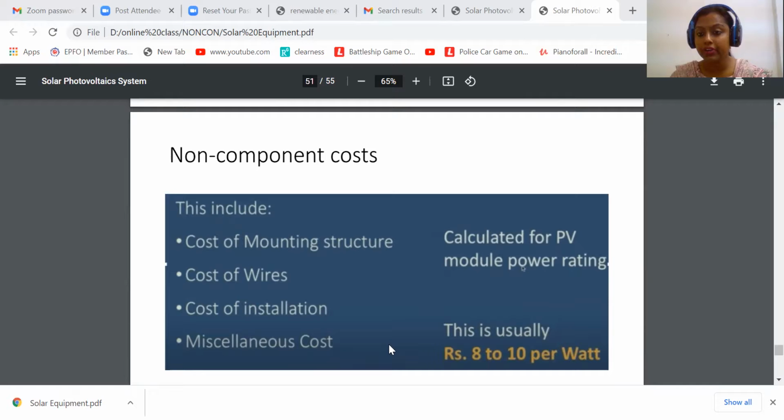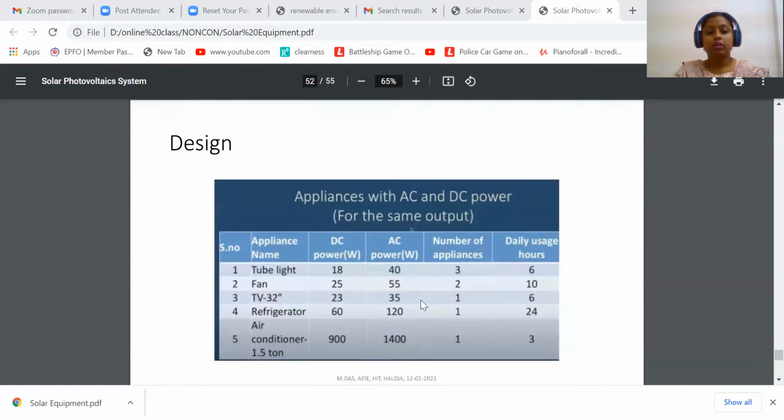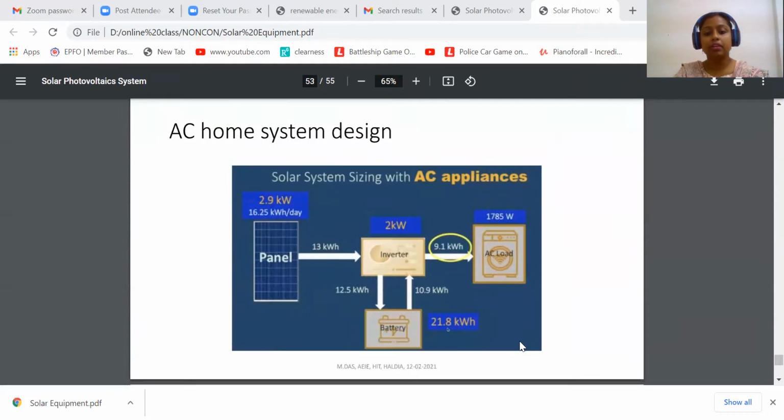However, though the initial cost is very high, we can generally use the solar panel system because the solar panel comes with a life of 25 years. We can design a particular system considering this. If a tube light is there, we will consider the watt. If there is AC power, we will consider the watt, the number of appliances, and the hours of usage. From that, we will find out the load, that is the energy required per day, in kilowatt hour per day. If we can calculate that, then we can also design our AC home system.